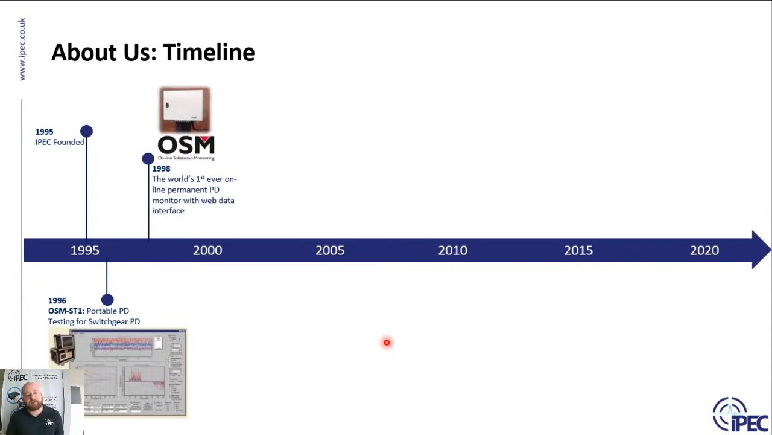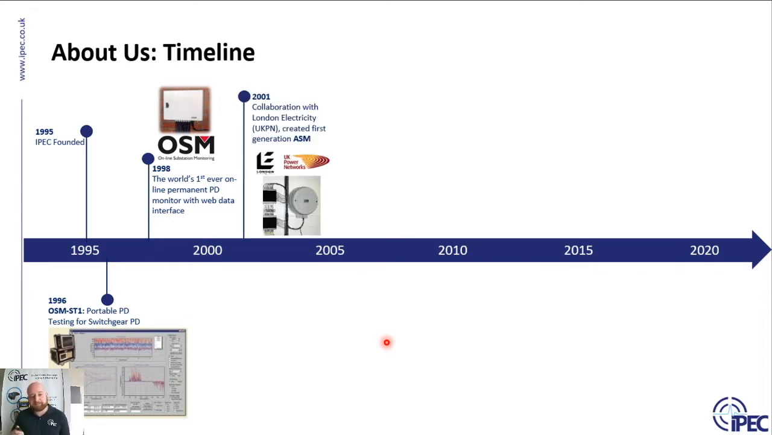Shortly afterwards, we launched the OSM monitoring system, which at the time was the world's first permanently installed PD monitor with a web interface. So you were able to connect to the monitoring system, dial in and view PD data. And of course, 22 years ago, in 1998, that was quite a rare thing to do. The main focus of the equipment was ultrasonic, mainly looking for defects in cable terminations, but a very useful device.